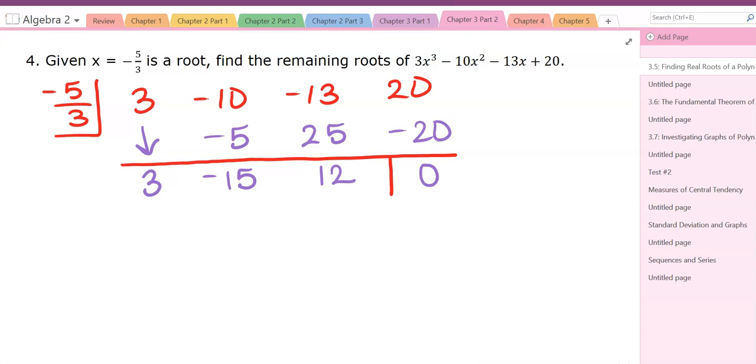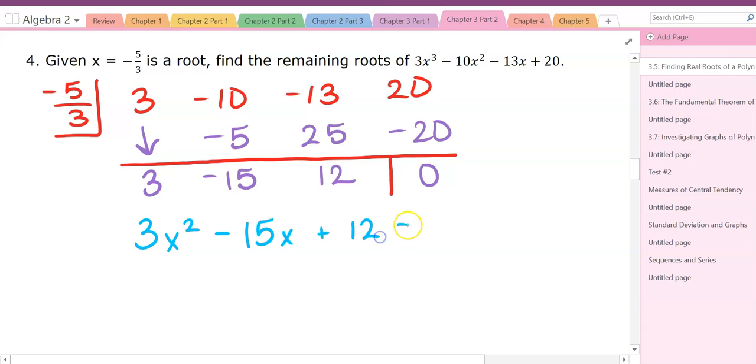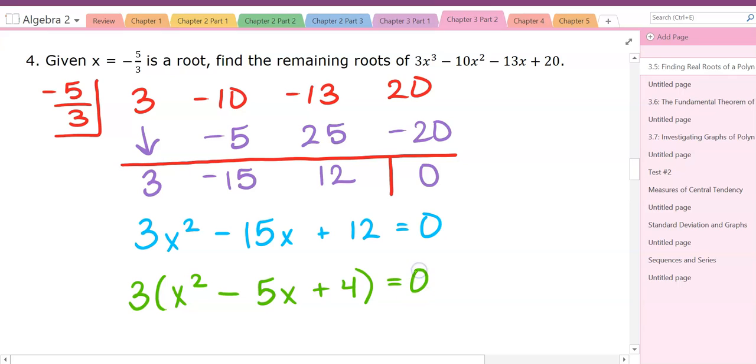So when I wrote this as a new polynomial using the 3, the -15, and the 12, it says 3x squared minus 15x plus 12. I saw a couple of you figure out the next step, which was to factor out something. What's a number that I could take out from all 3 terms? A 3. What's left if I take out a 3? x squared minus, good, 5x plus 4 equals 0.